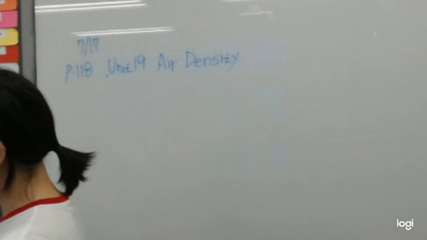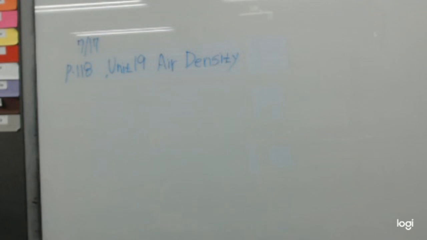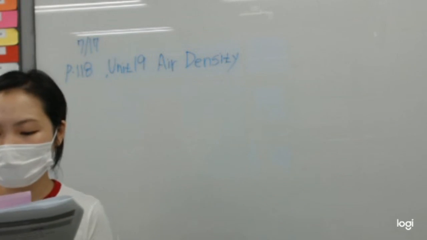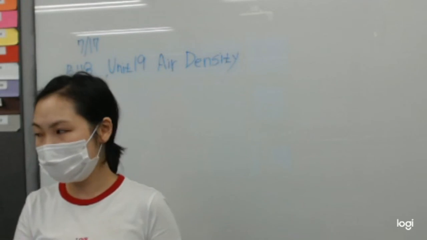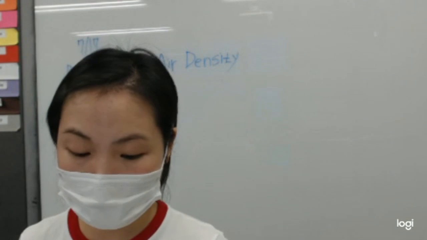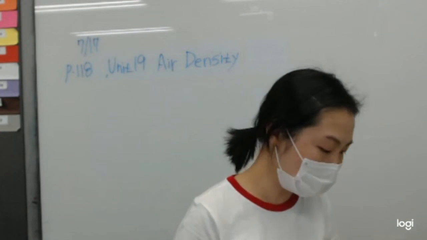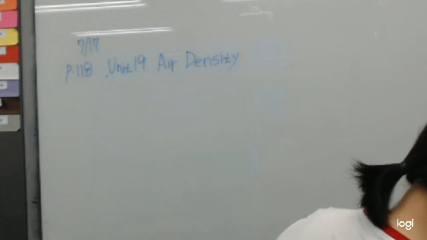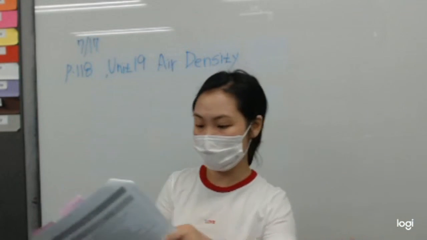And number 10 is control is have power. Control, have power. Somebody have power is control something. And lose. Lose is fail. Fail the game is lose. And number 12 is crucial. Crucial is the same meaning of very important.